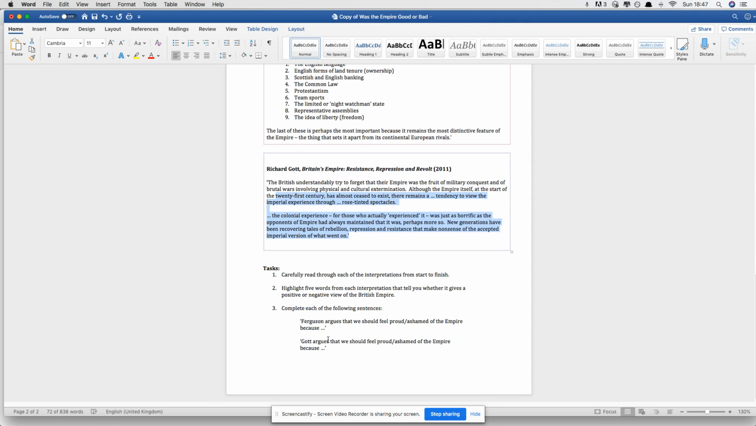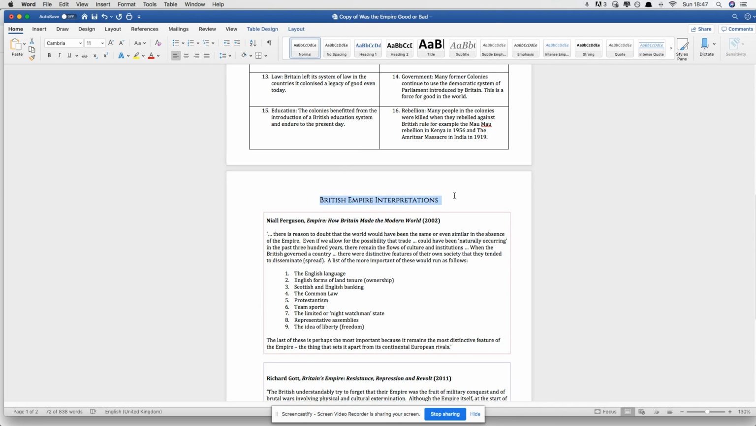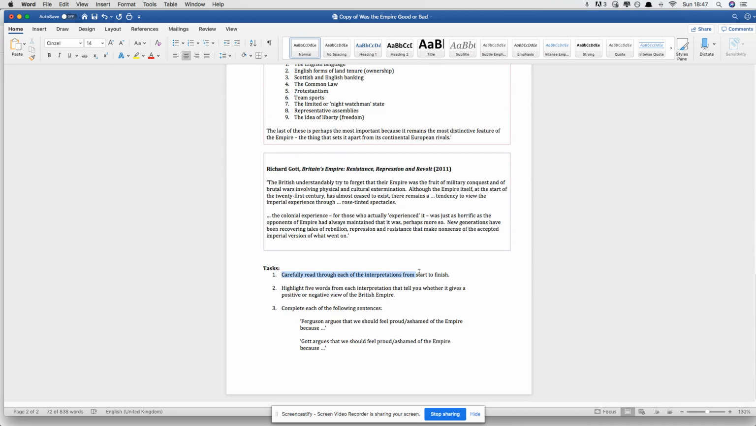So what I need you to do is on a lined piece of paper or on a Word document, if you again have access to the internet, under the new title British Empire Interpretations, carefully read through each interpretation, highlight 5 words from each interpretation that tell you whether it gives a positive or negative view of the British Empire. If you're doing this by hand, you can write this down on a lined piece of paper.